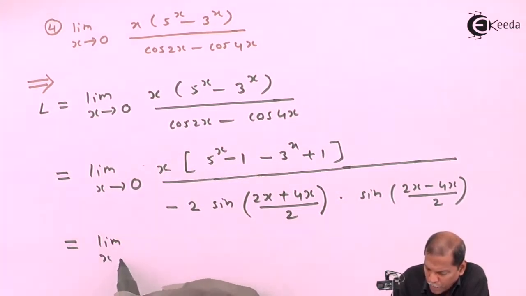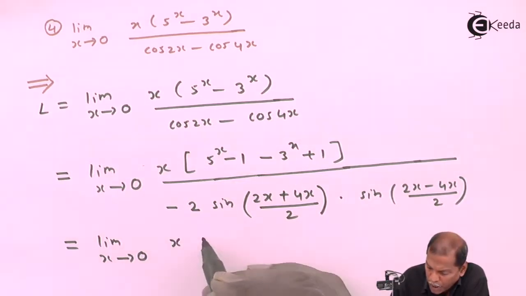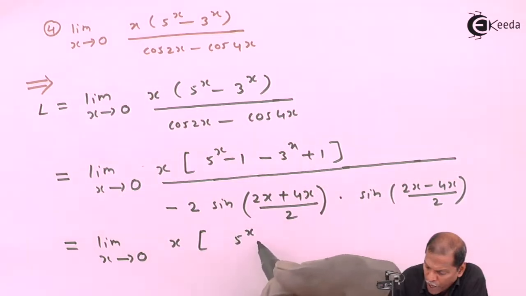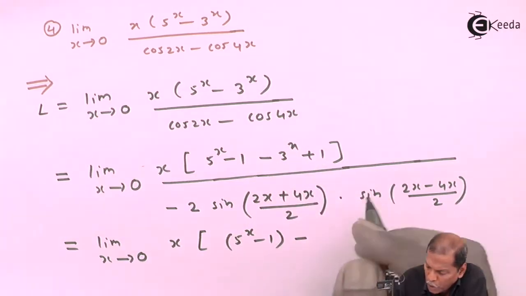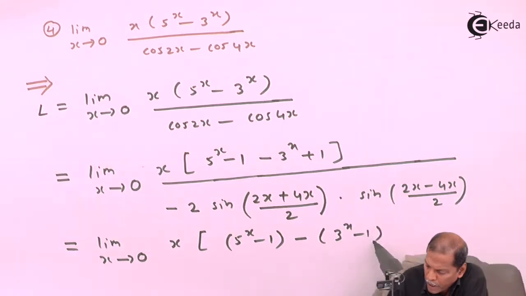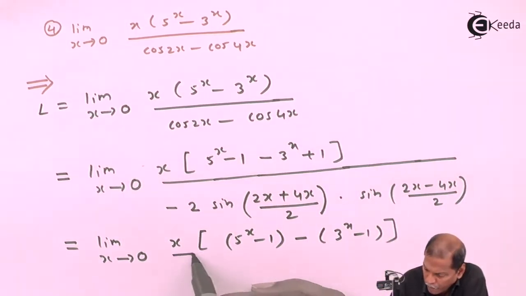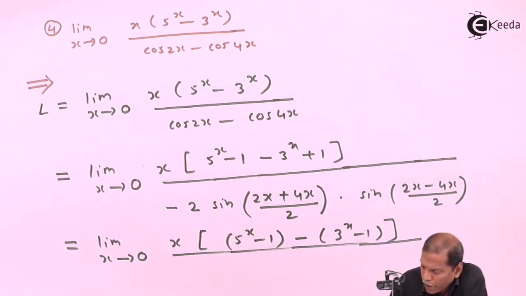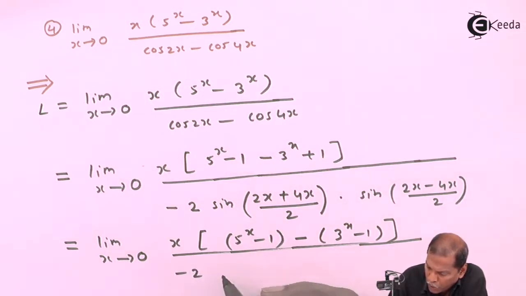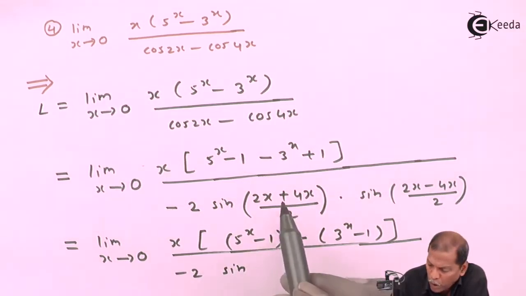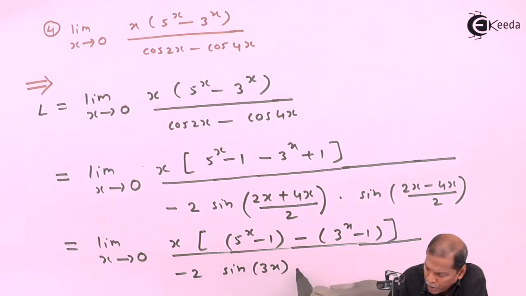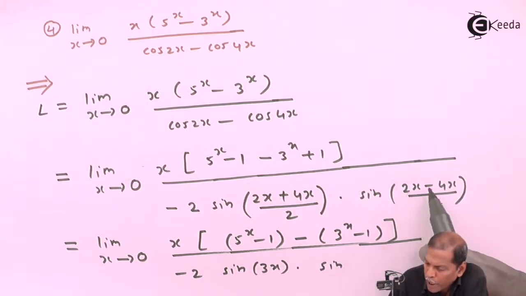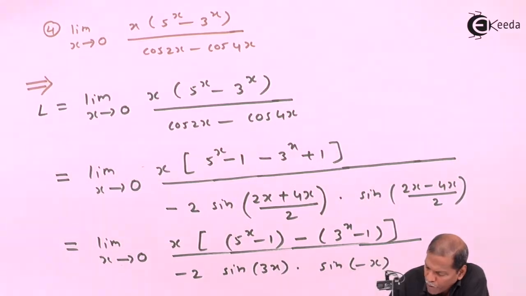That further equals limit x tends to 0, x in bracket. Now this I can write as 5 raised x minus 1 in one bracket, and from the remaining two terms we take minus sign common, so minus in bracket 3 raised x minus 1 in the second bracket, and then whole thing divided by minus 2 into sine of. Now 2x plus 4x gives 6x divided by 2, so we have sine of 3x into sine of. Now 2x minus 4x gives minus 2x divided by 2, so we are left with sine of minus x.